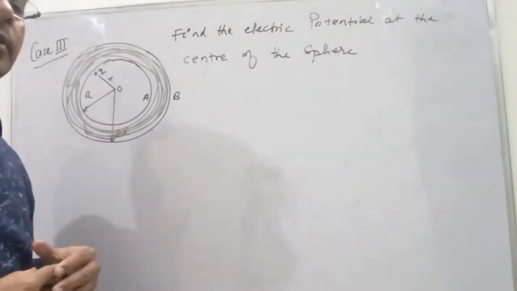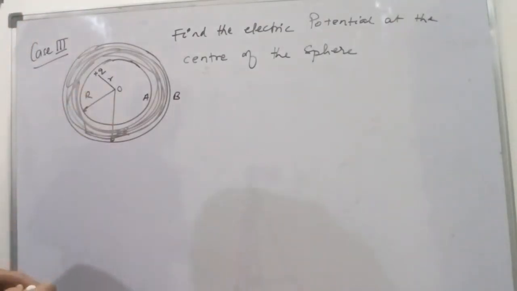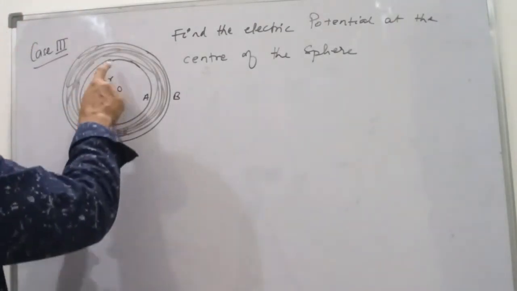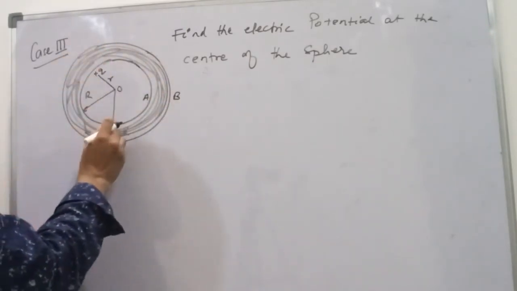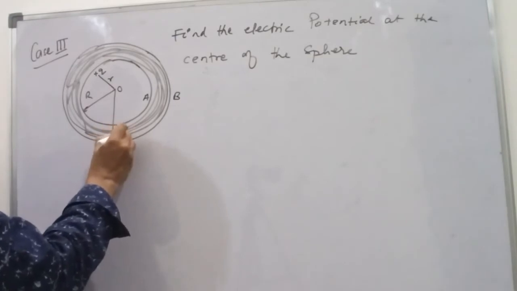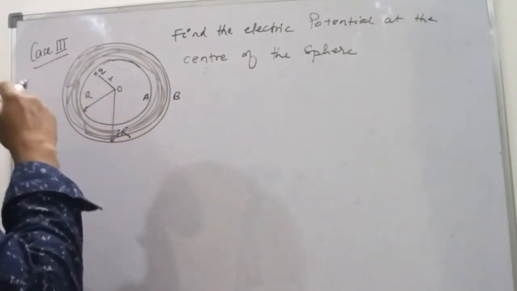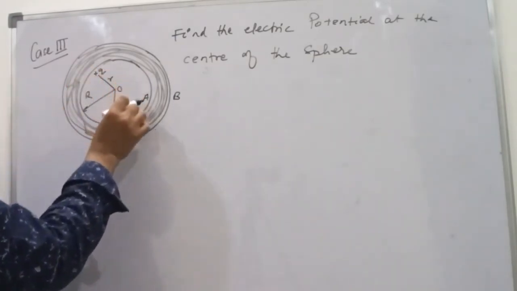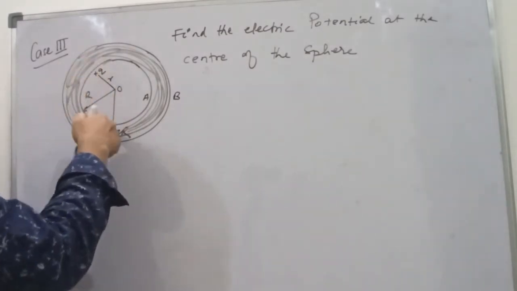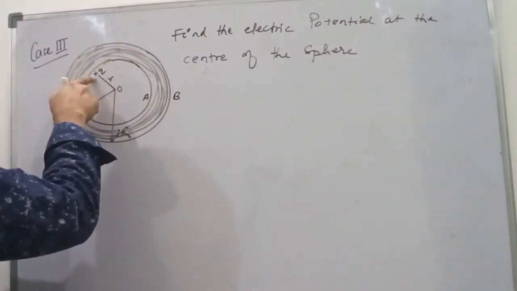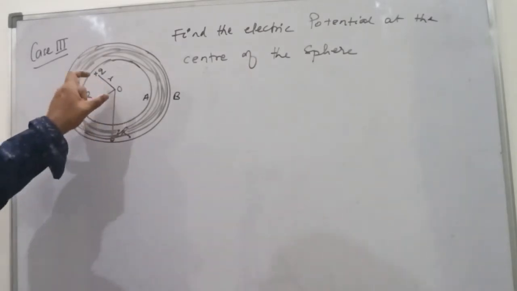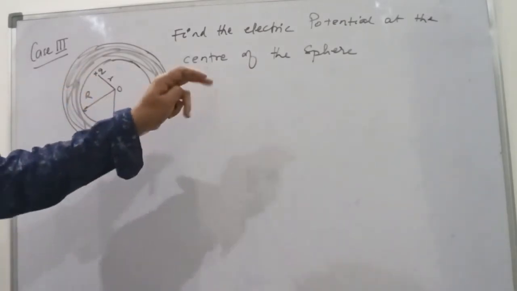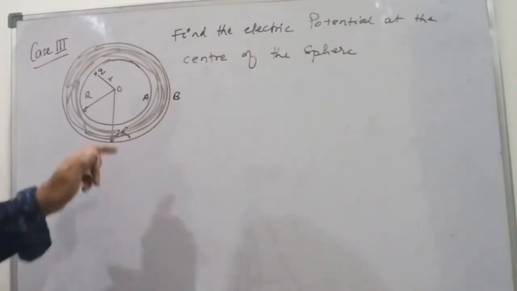In this case, we have been given two spherical portions, of radius capital R and radius 2R. Charge Q is placed inside sphere A, which is a solid portion of the sphere, at a distance small r from the center. Find the electric potential at the center of the sphere.